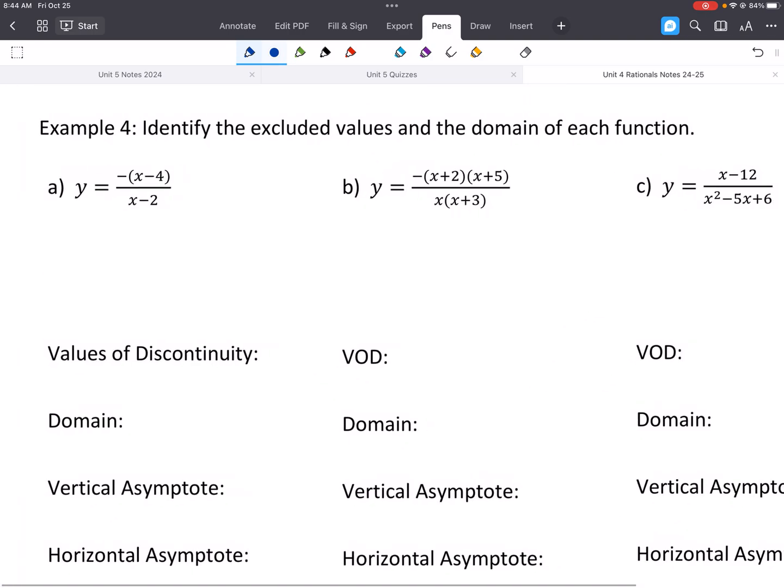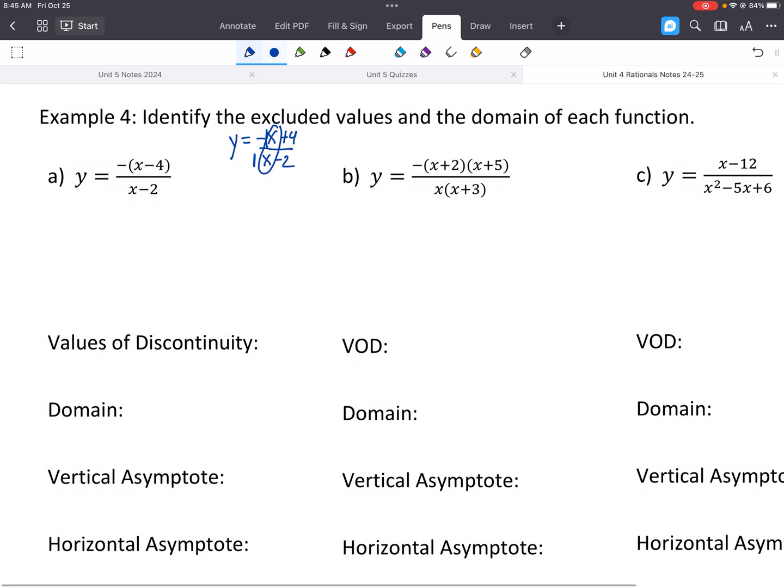Okay, so if we look at this first one, these first 2 are not in standard form, so it might be helpful to write it in standard form. I'll write that over here. It'd be y equals negative x plus 4 over x minus 2. Then we would say, oh, they have the same degree, and we're just looking at their leading coefficients. This negative is just a negative 1, and the leading coefficient on the denominator is just 1. So the horizontal asymptote would be y equals negative 1.